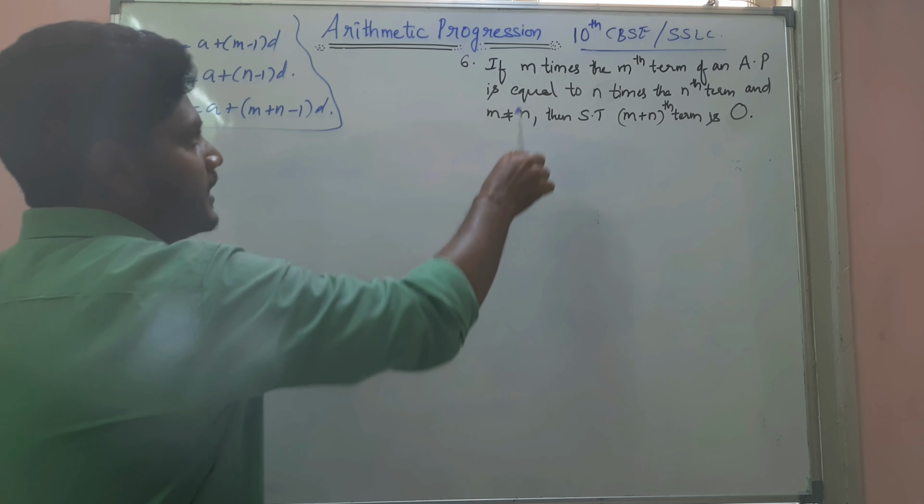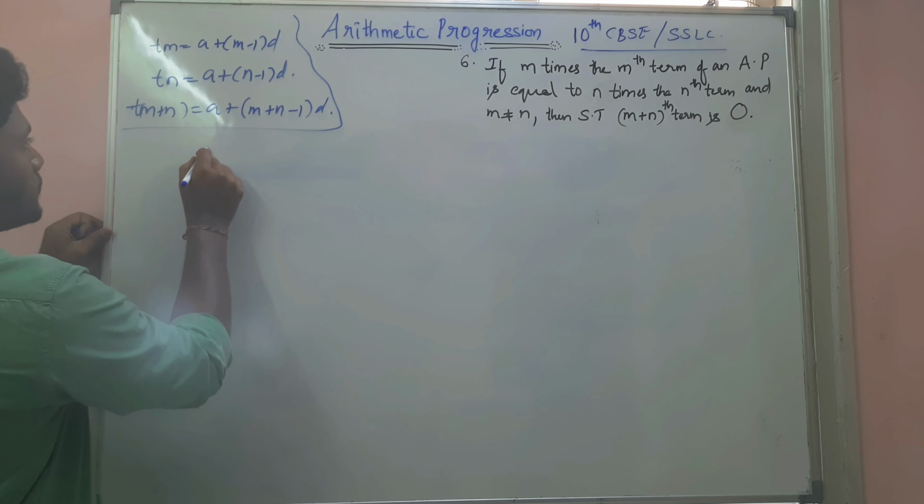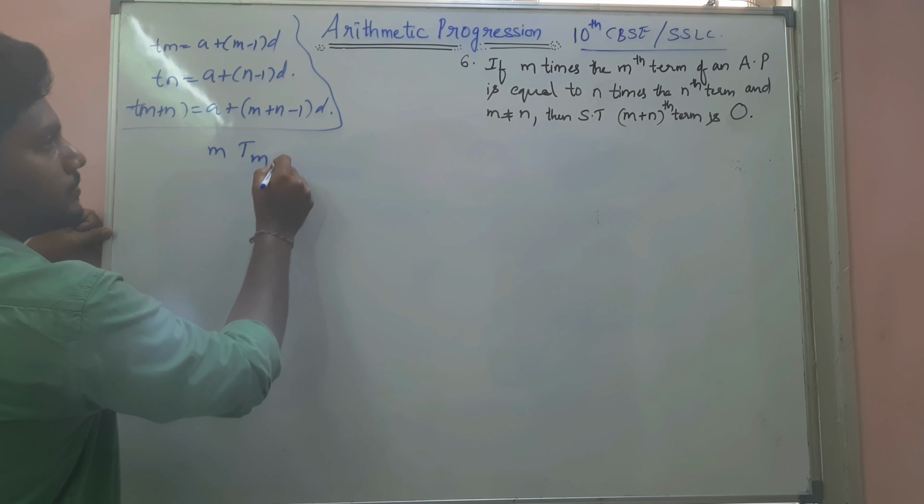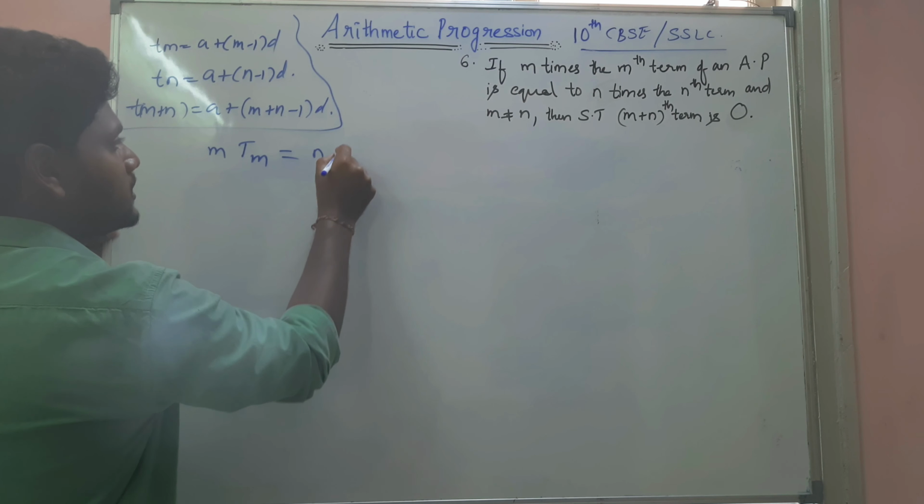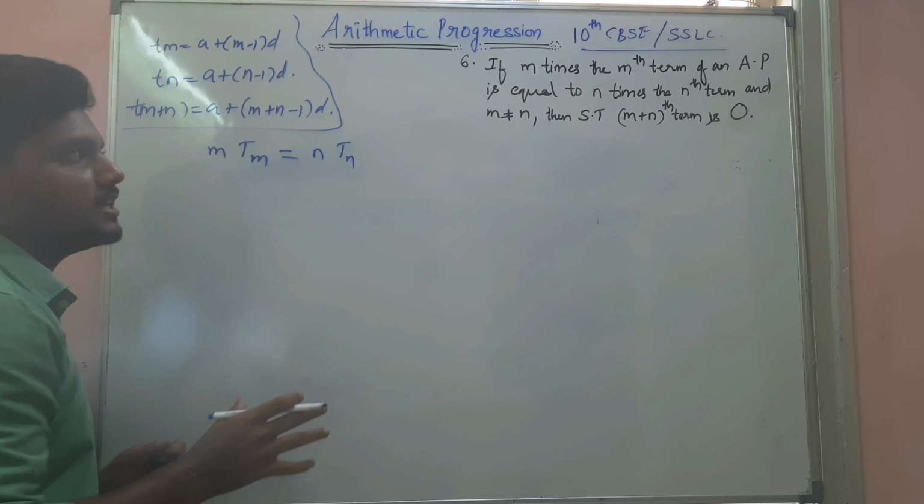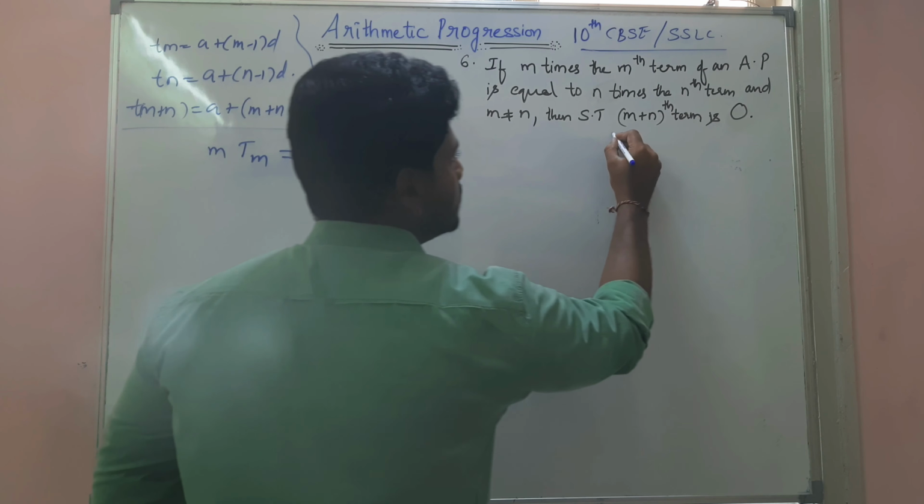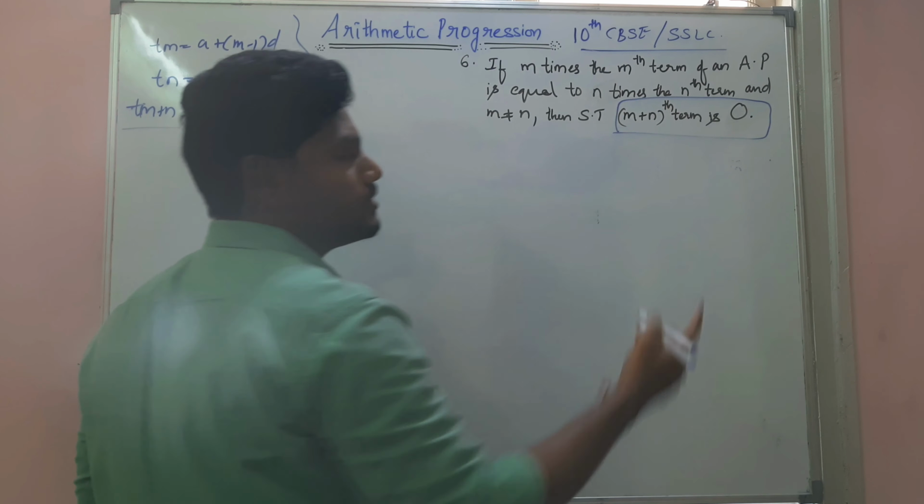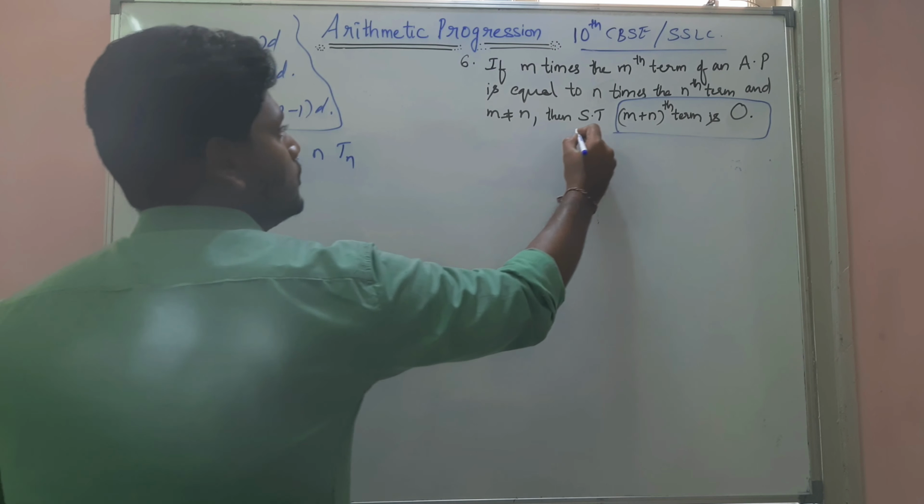Now you read the question. M times the mth term is equal to n times the nth term. So this is the first condition. Using this condition, we need to prove that the (m+n)th term is equal to 0. We need to show that.